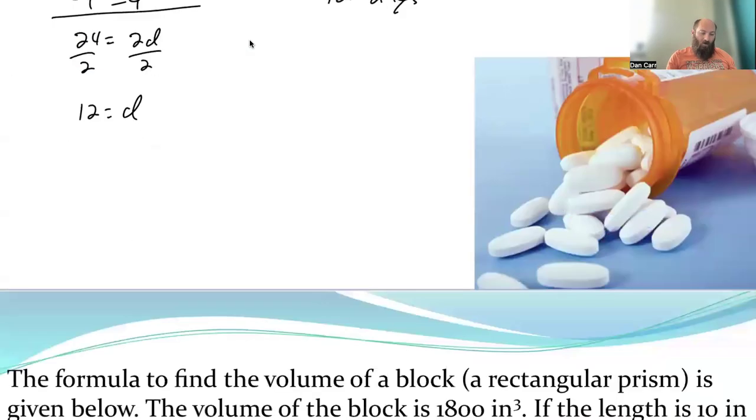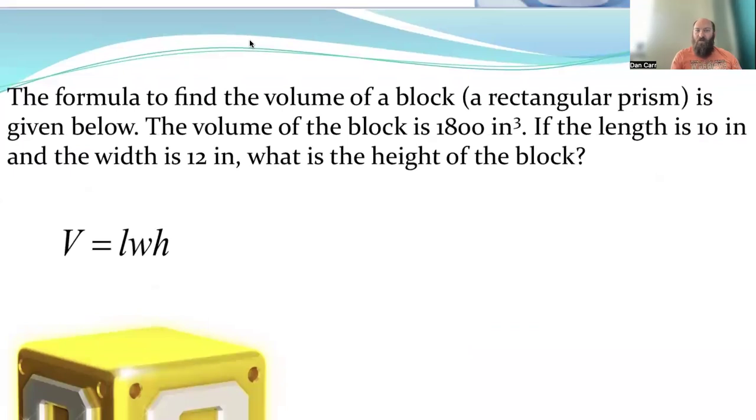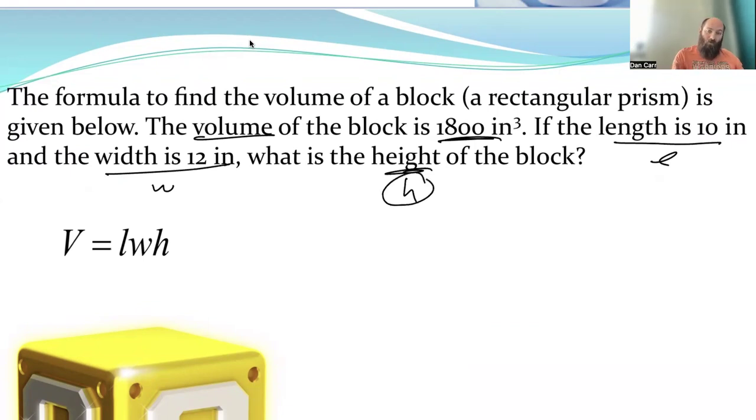Okay, and for our last example, the formula to find the volume of a block is given below. Volume is length times width times height. The volume is 1,800 cubic inches. If the length is 10 inches, so that's L, and the width is 12, that's W, what is the height? H. Again, define our variables. What's the question? What is the height? We're looking for H. So let's fill in what we know in the formula now.